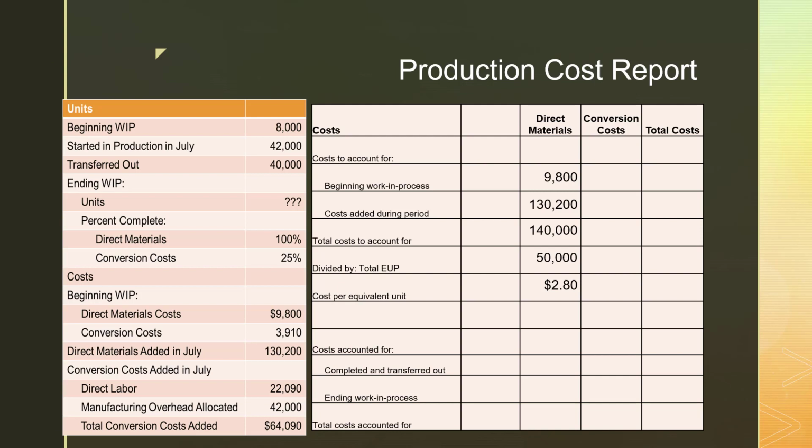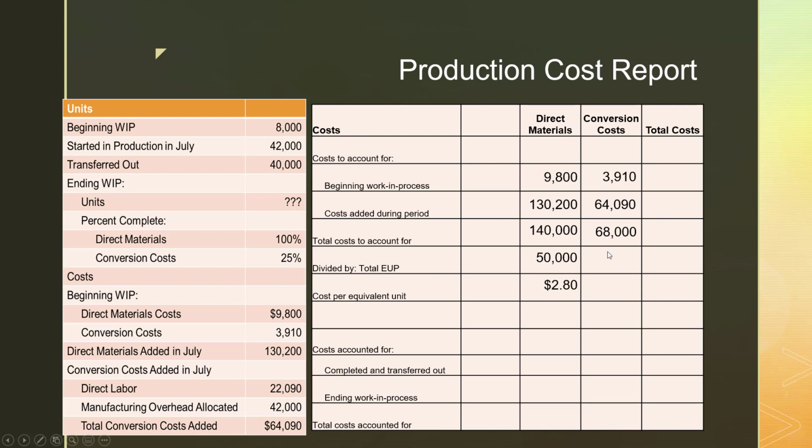For conversion costs, the units which we started the period with had $3,910 worth of costs committed to them. We added another $22,090 worth of labor, $42,000 worth of manufacturing overhead allocated, a total of $64,090 worth of conversion costs. So if we add those two numbers together, we have $68,000 worth of conversion costs that we have to account for. We've got to figure out what portion of those $68,000 worth of conversion costs are being transferred to the next phase of production and what portion are going to stay here within our own department.